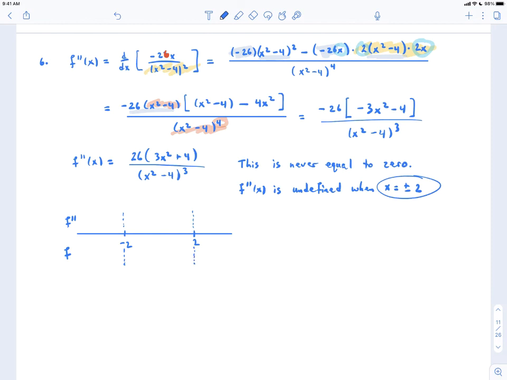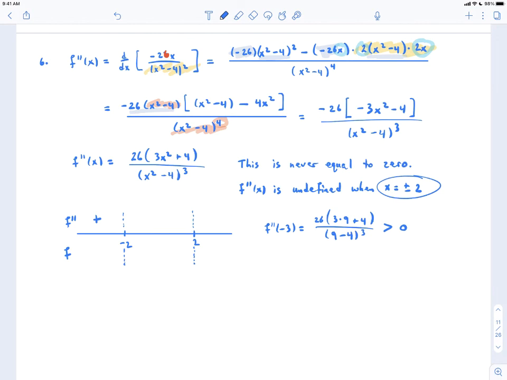So for example, we can look to the left of negative 2, and we can pick anything which is convenient. So for example, we can pick x equals negative 3 if we want. So f prime prime at negative 3, that's going to give us 26 times 3 times negative 3 squared, that's 9, plus 4, divided by, again, negative 3 quantity squared is 9, minus 4 cubed. And we don't need to know what the value is, but it's certainly positive. So that means the second derivative is positive on the leftmost interval.